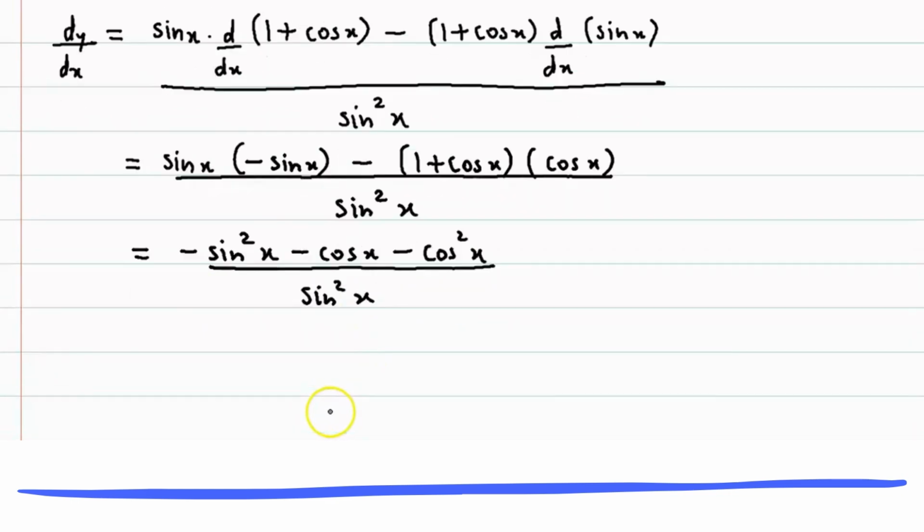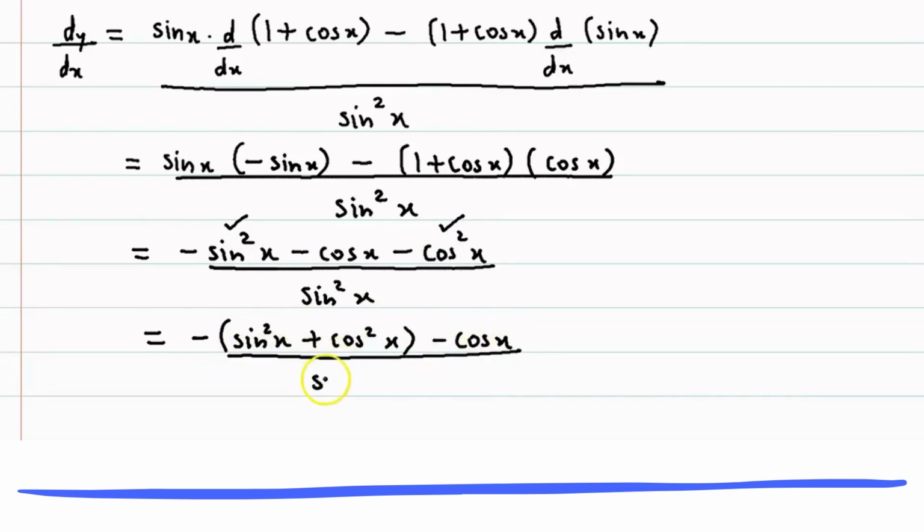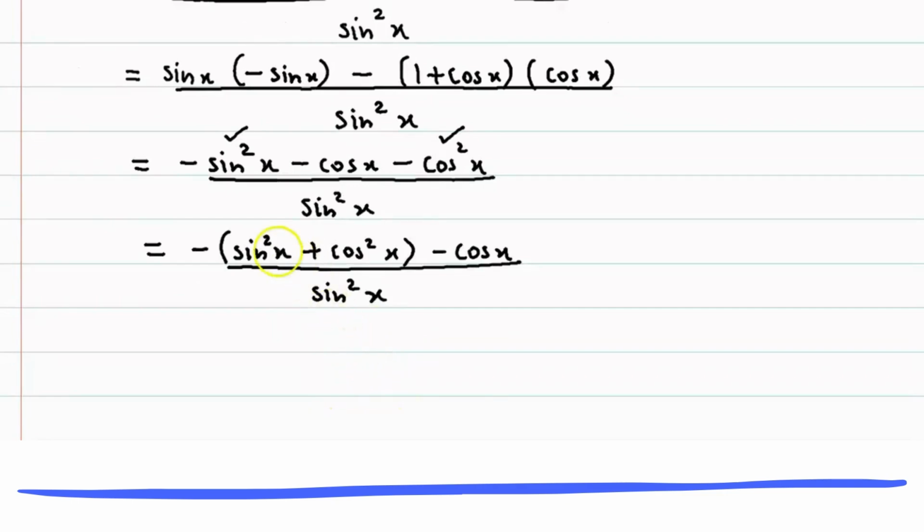Now this could be simplified further. We just rearrange the terms. We take the square terms together and also we take the negative sign common. So we'll have negative of (sin square x plus cos square x). So we have combined these two terms and taken the negative sign outside, and the third term is minus cos x, divided by sin square x. Now we know that sin square theta plus cos square theta is 1. So this becomes negative 1. Then we have minus cos x upon sin square x. So this is the value for dy by dx.